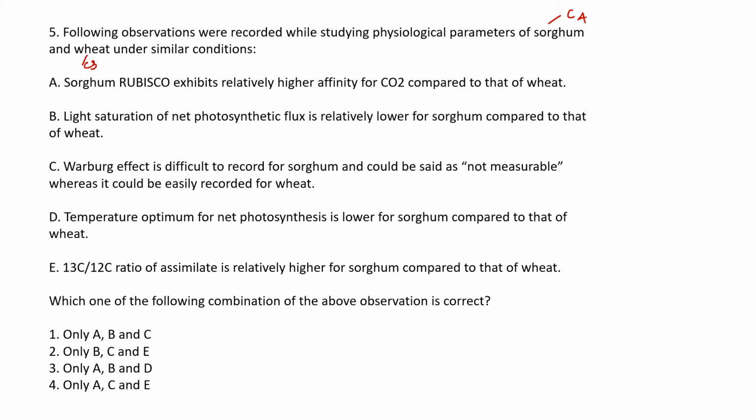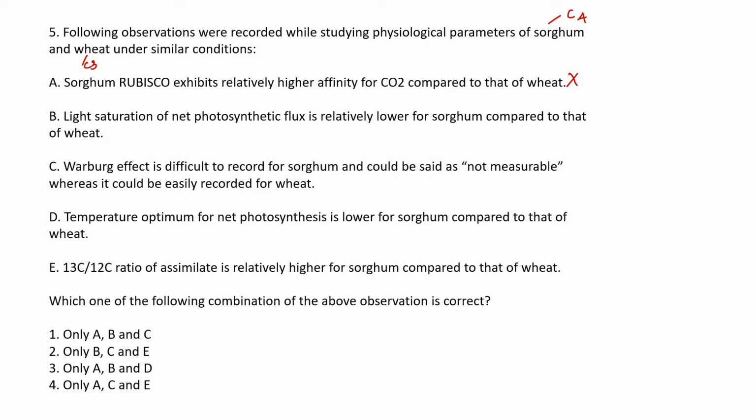Okay. First, statement A. Sorghum Rubisco exhibits relatively higher affinity for carbon dioxide compared to that of wheat. This is not correct. Okay, because C3 Rubisco has high affinity for carbon dioxide in order to minimize reaction with oxygen. You all know that in C4 plants Rubisco is present in bundle sheath cells because its affinity for carbon dioxide is less. That's why it is present in bundle sheath cells instead of mesophyll cells. So sorghum Rubisco exhibits relatively lower affinity for carbon dioxide. So here the statement is not correct.